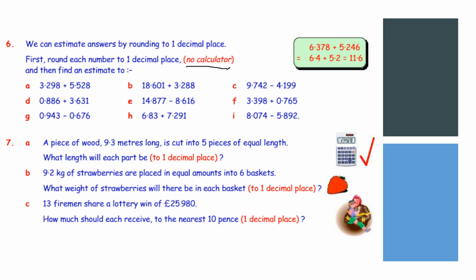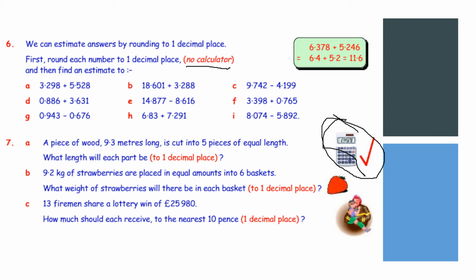Okay. Now, for 7/8, all good. You can use, oops, the cat bumped into me there. You can use a calculator. And this is what the question says. A piece of wood 9.3 meters long is cut into 5 pieces of equal length. So what you're going to do is the sum 9.3 divided by 5. Do it in the calculator, then round it to the first decimal place.